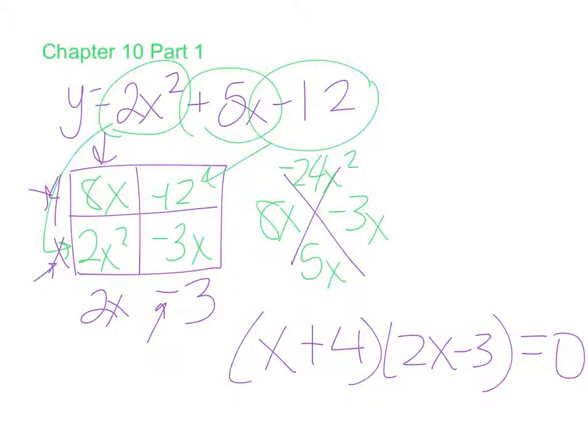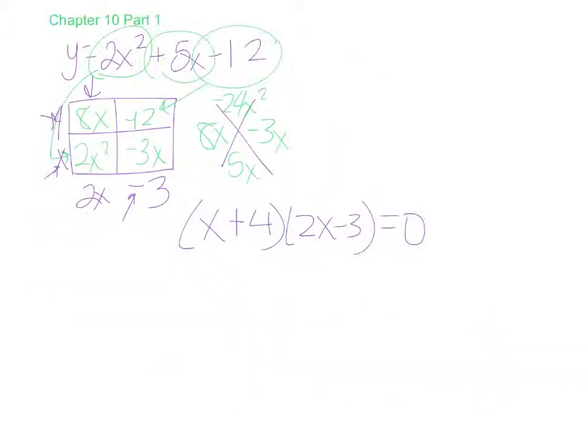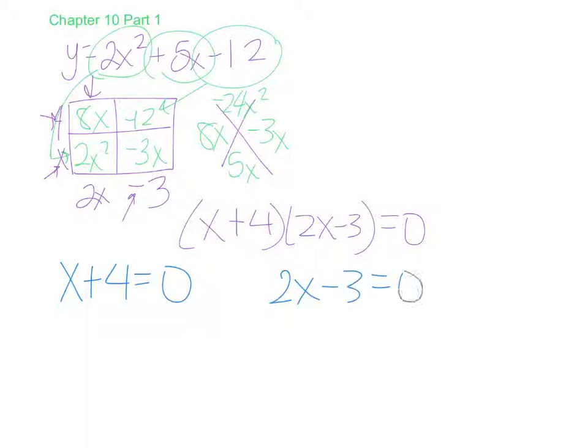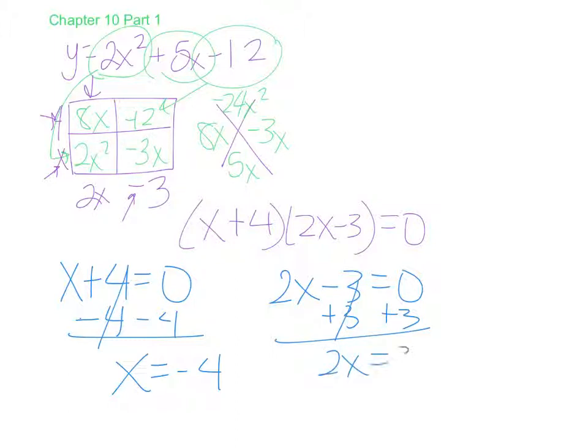So what happens is, back in Chapter 8, we just factored it, and we said, okay, we got the parentheses, now we're done. But now that we're solving, we are going to set each parenthesis equal to 0. We're going to take x plus 4 equals 0, and 2x minus 3 equals 0. So we're going to solve for x. So x is equal to negative 4. Add 3 over here. 2x equals 3, divide by 2. So x is equal to 1.5, or you could leave it as a fraction, 3 over 2.